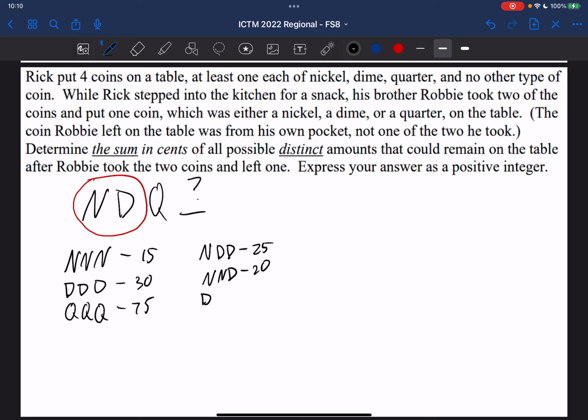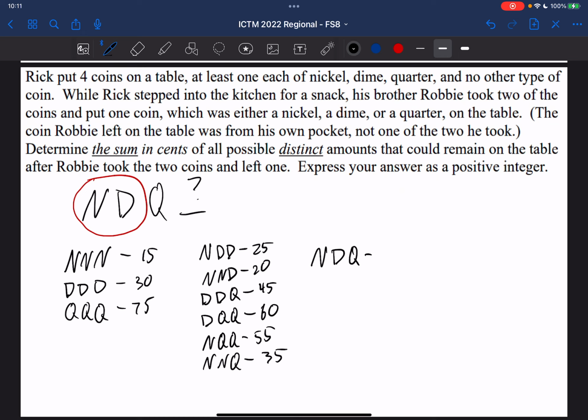We could have 2 dimes and a quarter, so that's 45 cents. A dime and 2 quarters, that's 60 cents. We could have a nickel and 2 quarters, that's 55 cents. 2 nickels and 1 quarter, that's going to be 35 cents. We could also have a nickel, a dime, and a quarter. All of those, that's also a possibility.